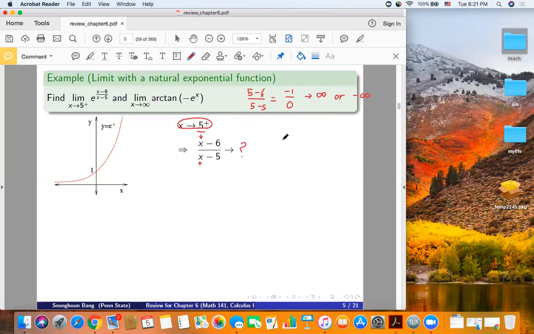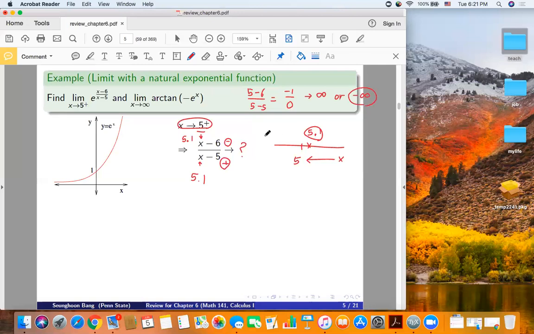The x value approaches 5 from the right. So what does it mean? Here, this is 5. The x value approaches 5 from the right. I'm going to choose a test number. This test number is close to 5 and greater than 5. I can choose 5.1. You plug 5.1 into x here. 5.1 minus 6 is negative. 5.1 minus 5 is positive. We have negative over positive. What does it mean? Negative infinity.